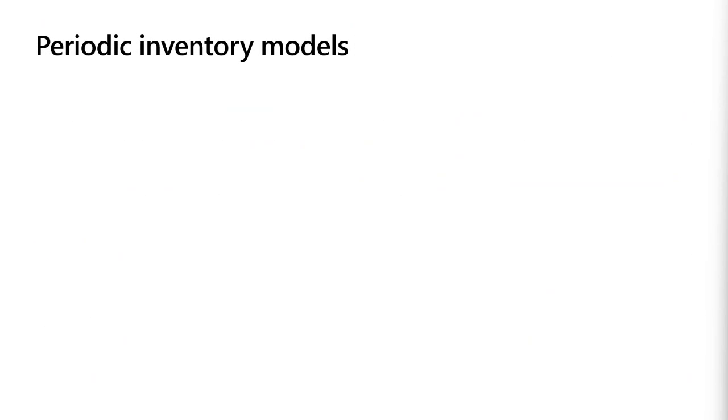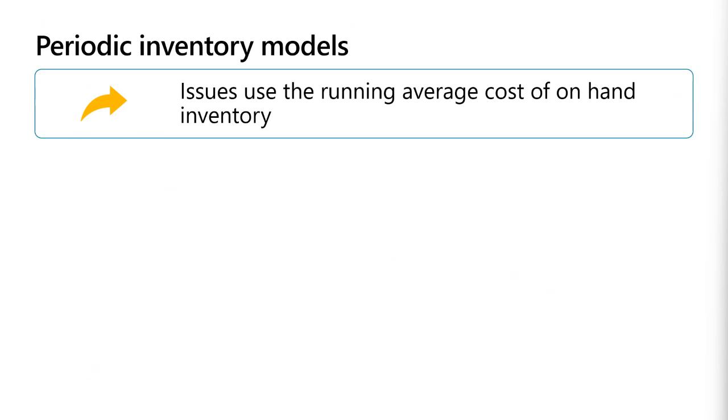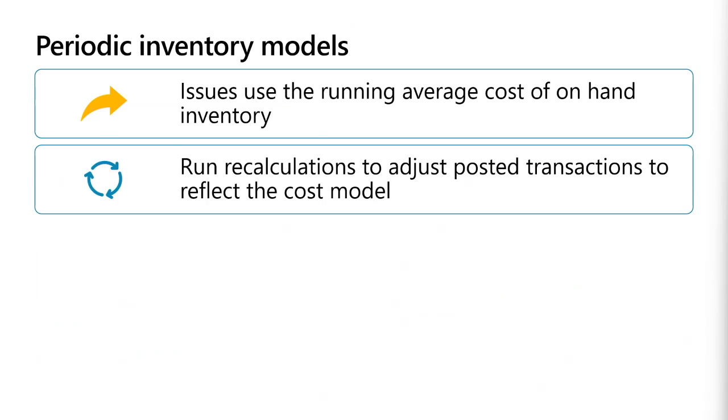So let's take a closer look at the periodic inventory models and some basic principles that are followed when you use the periodic costing methods. First, it's important to understand that issued transactions are posted with the running average cost of on-hand inventory at the point in time the transaction is posted. Next, you can run the inventory recalculations to adjust posted transactions to reflect the cost model heuristic based on the date you run the recalculation.